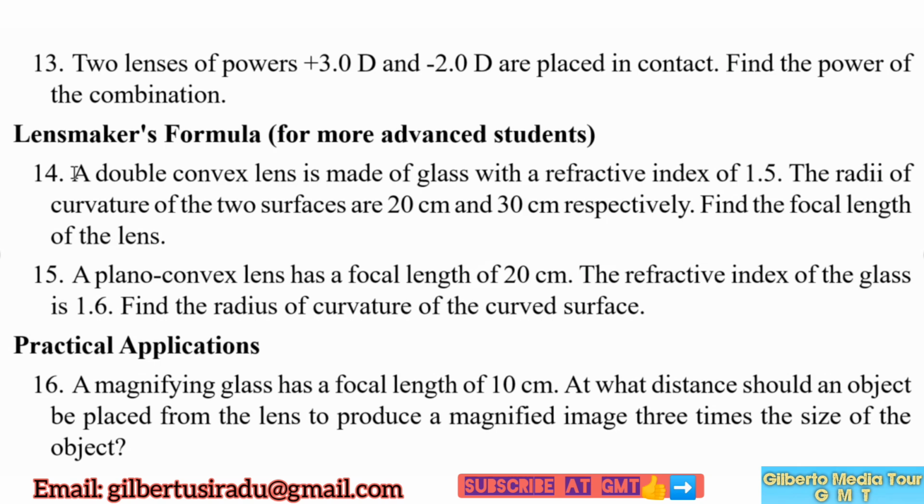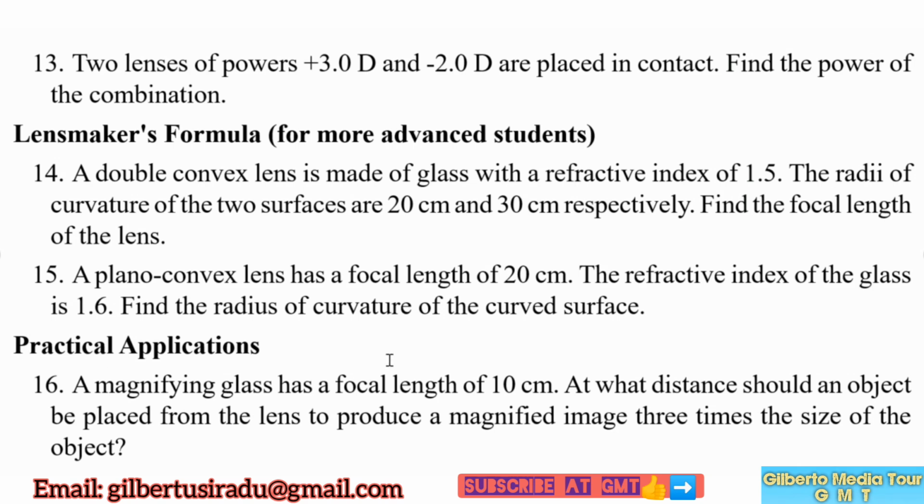About lens maker's formula. 14. A double convex lens is made of glass with refractive index of 1.5. The radii of curvature of the two surfaces are 20 cm and 30 cm respectively. Find the focal length of the lens. Question 15. A plano-convex lens has a focal length of 20 cm. The refractive index of the glass is 1.6. Find the radius of curvature of the curved surface.